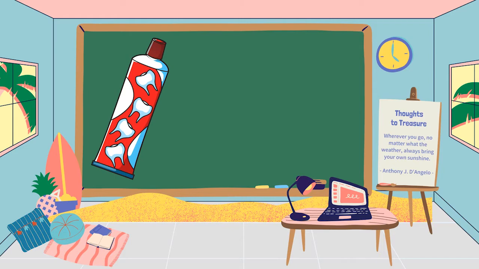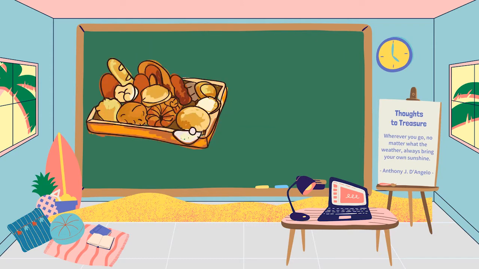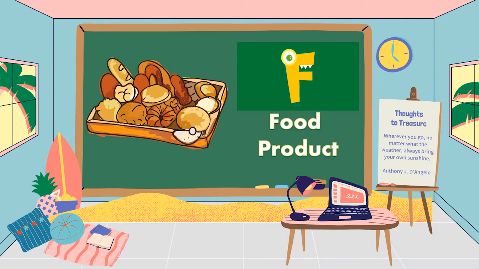Number 7. Toothpaste. What's your answer? Wonderful! The correct answer should be letter P, because toothpaste is for personal care. Number 8. Bread. What's your answer? Wonderful! Very good. The answer should be letter F, because bread is a food product.